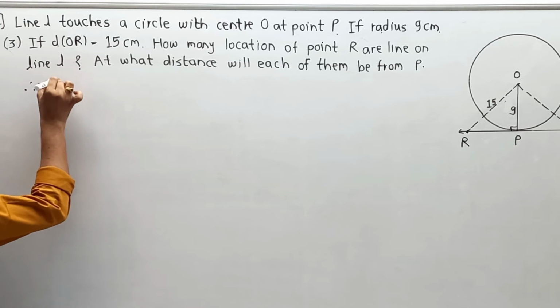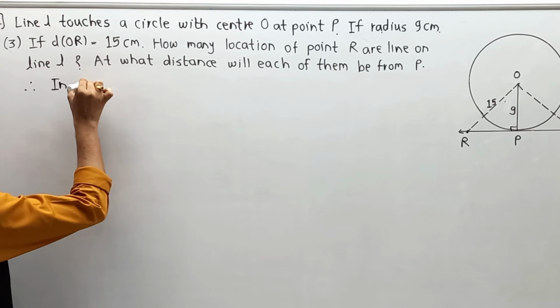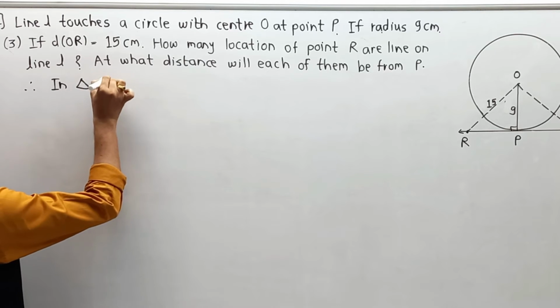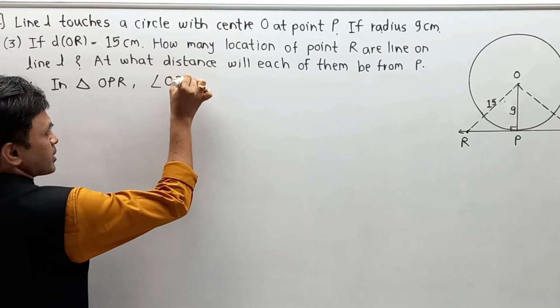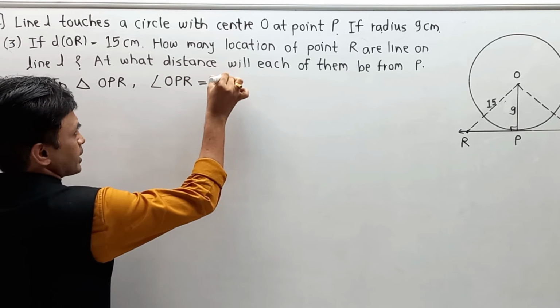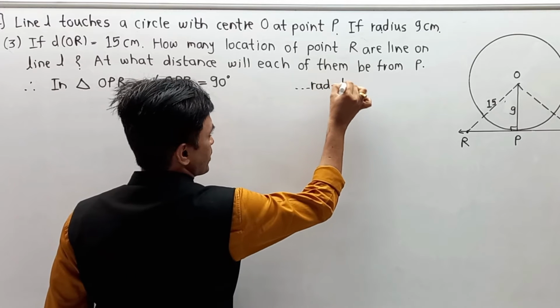Therefore, in triangle OPR, first, angle OPR is equal to 90 degree, reason: by radius tangent property.